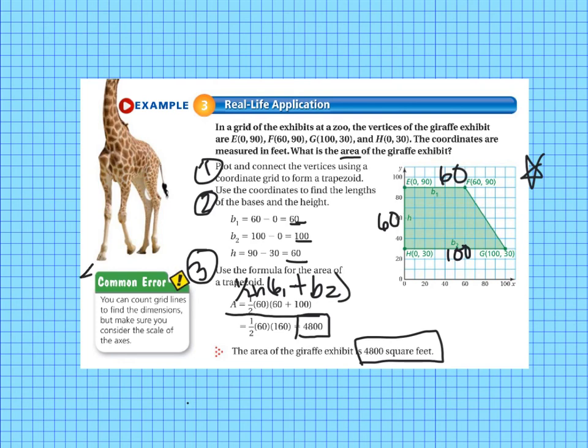Let's look at this common error box. It says you can count grid lines to find the dimensions, but make sure you consider the scale of the axes. So if we look at this, every jump is not 1. Every jump is 10 feet. So it's fine to count, but you have to be sure that you know what you're counting. So if you're counting from E to H, you don't have 6 feet, you have 60 feet because every jump is 10 feet.